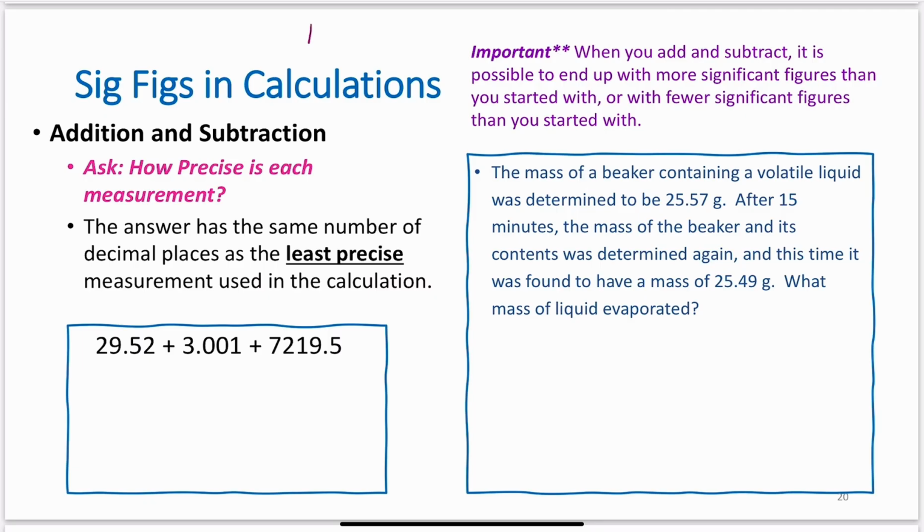Meaning is it precise to 10700? Is it only precise to here if my decimal place was over here? Okay, where's my number precise to?